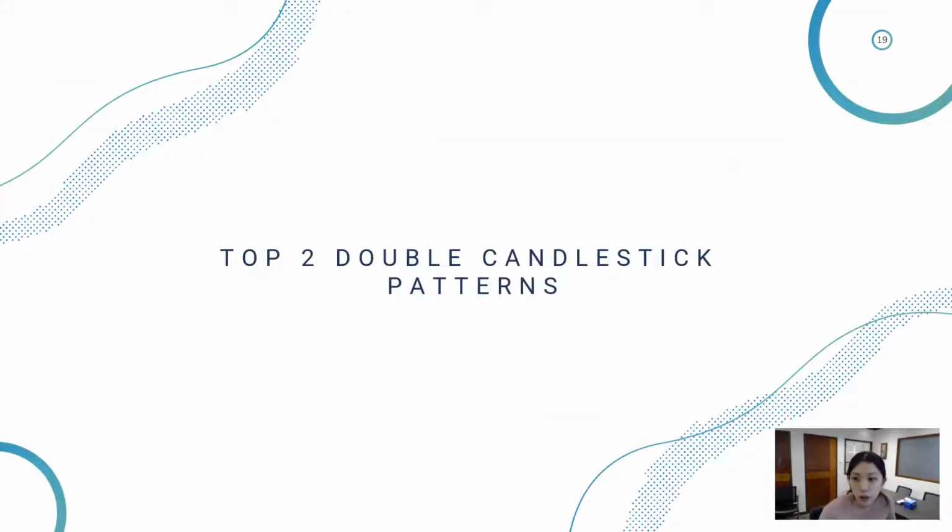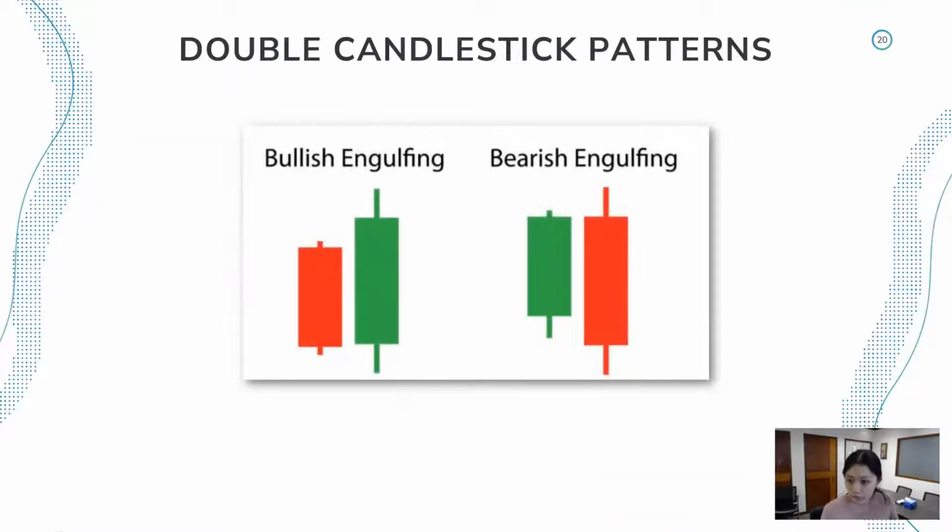Okay, let's identify the top two double candlestick patterns. There are two types: one is the bullish engulfing and the other is the bearish engulfing. The engulfing candle is one of the more powerful reversal candles that you can use to identify your reversal trades.